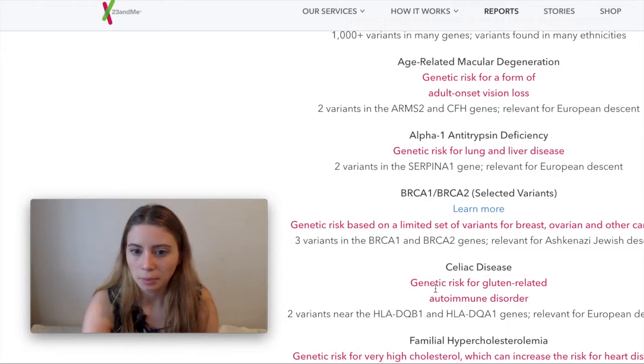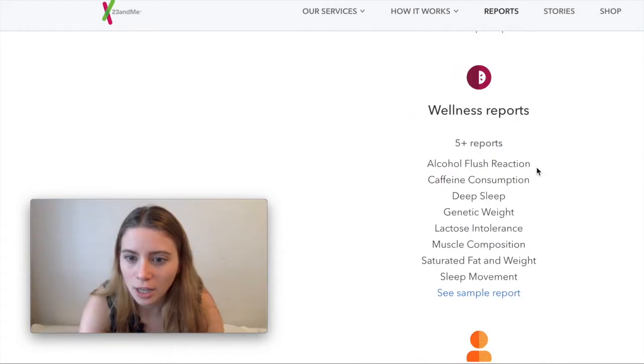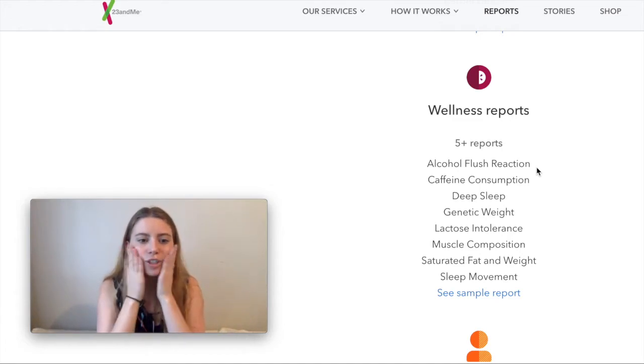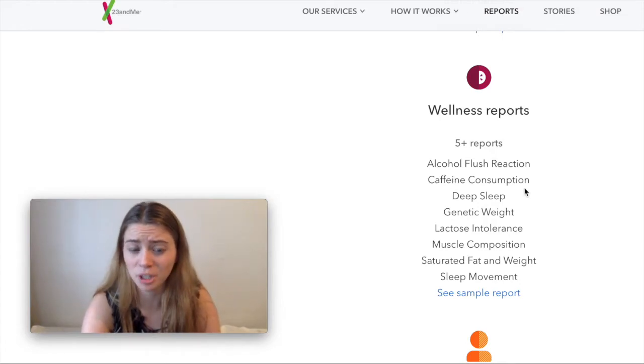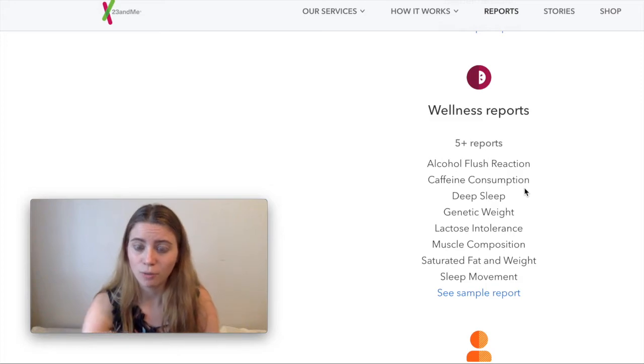They also have some linked for celiac disease, so the inability to eat gluten. Alcohol flush reaction. I know in Asian populations, sometimes it's a lot more common for your cheeks to go really red when you drink alcohol. Or caffeine consumption. I'm pretty sensitive to caffeine, so I try and usually avoid it.